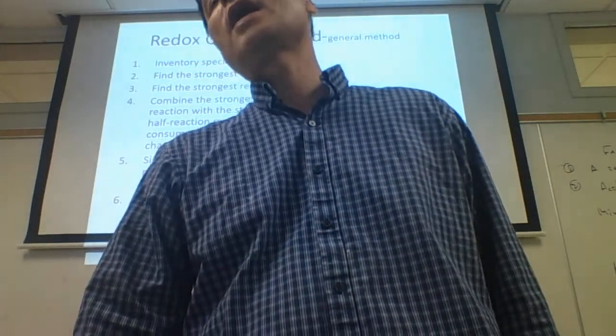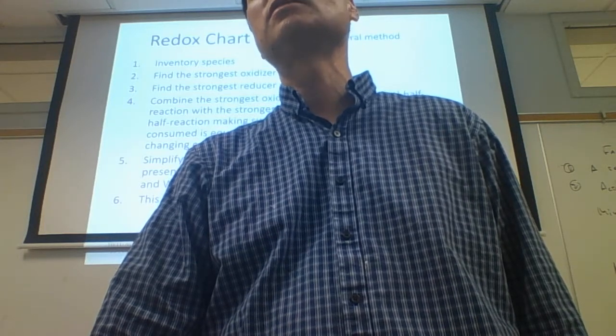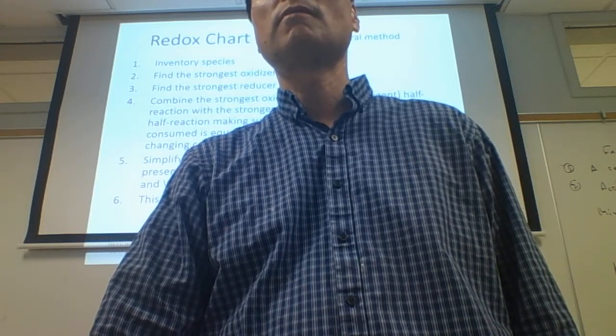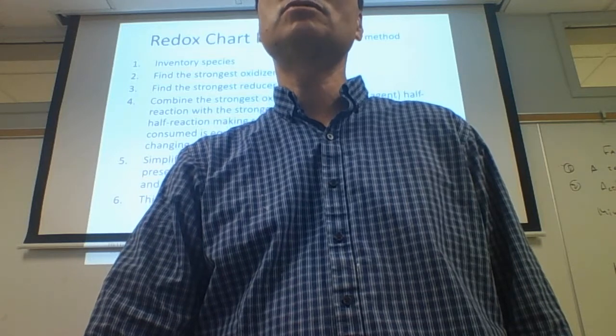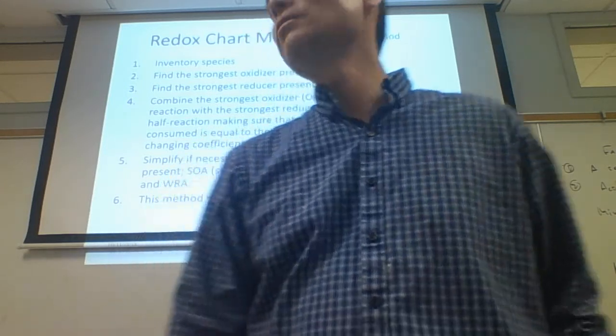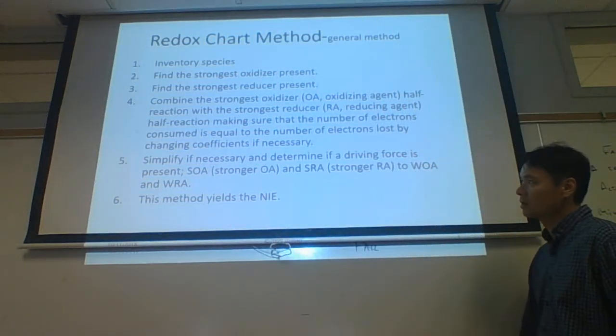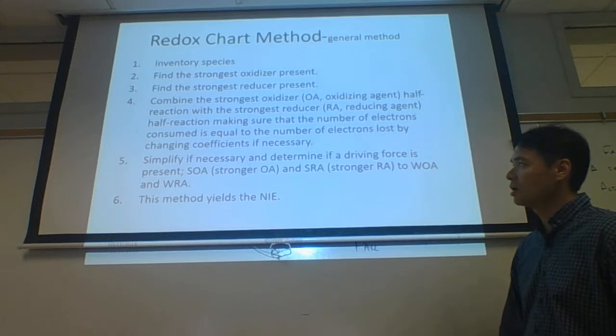Just like in the acid-base, you had to find the strongest acid and the strongest base. How did you do that? You looked at the chart. How do we find the strongest oxidizer and the strongest reducer? We look at the chart. You're going to be given the chart. And so you don't need to know the chemistry. You don't need to know why it's the stronger. You just need to be able to position it on the chart.